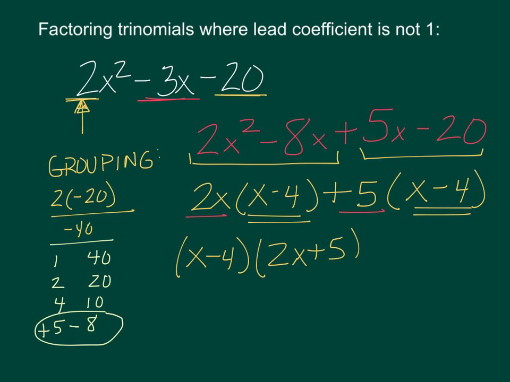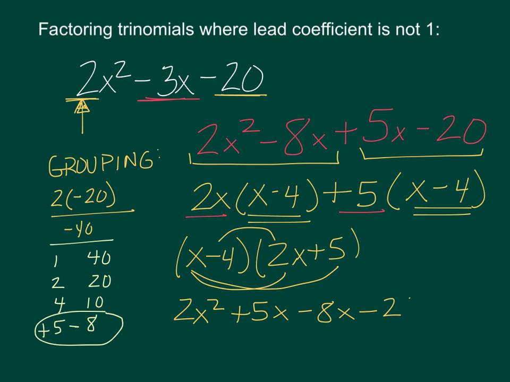And you can check it by multiplying it out. X times 2x is 2x squared. X times 5 is 5x. Minus 4 times 2x is minus 8x. And then minus 20. And we know that that adds to the negative 3x that we began with.